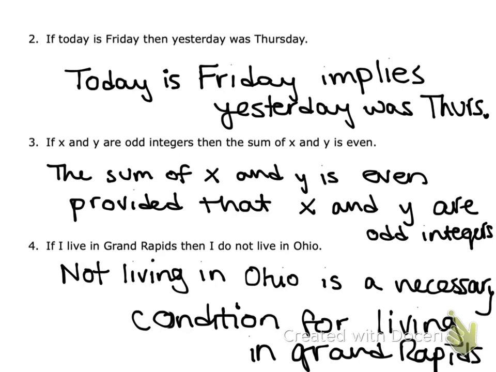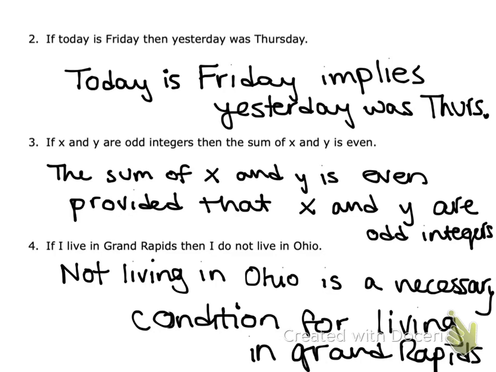Now, if I gave you one of these on your test and asked you to pull out the antecedent and consequent, you're still like this one. The sum of x and y is even provided that x and y are odd integers. This x and y are odd integers is the necessary piece to produce the sum is even. So this would still be your antecedent, and the sum of x and y is even would be your consequent. Okay, so that's kind of what you're thinking through.